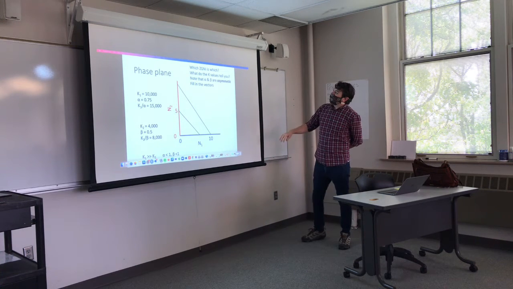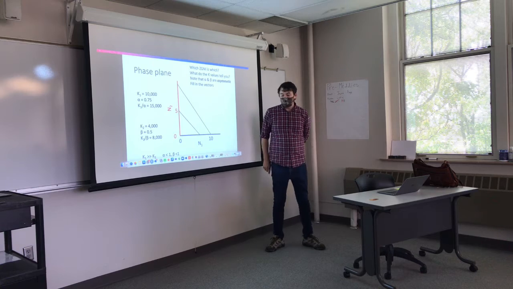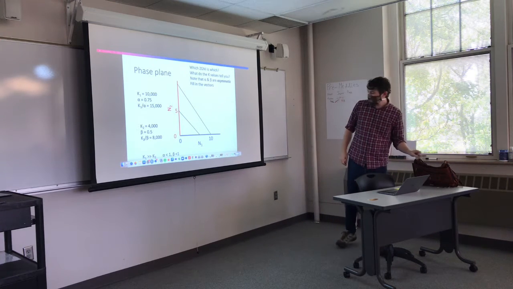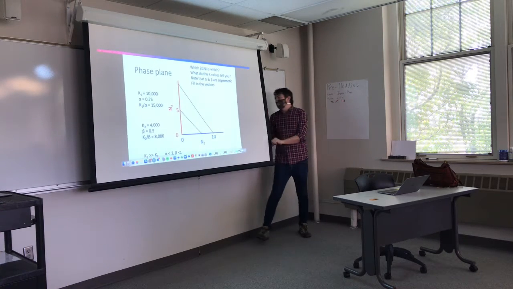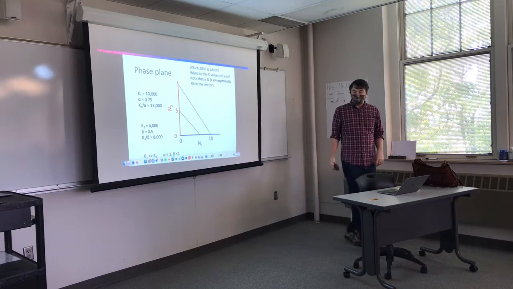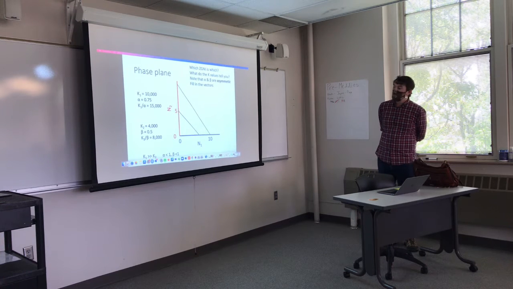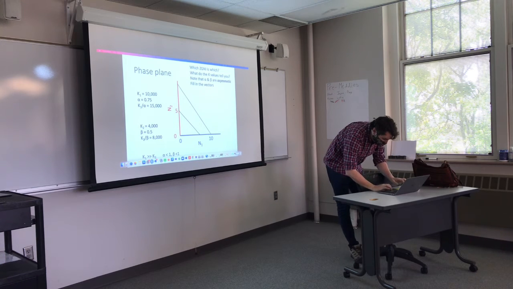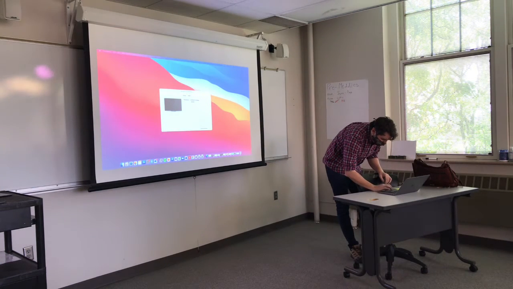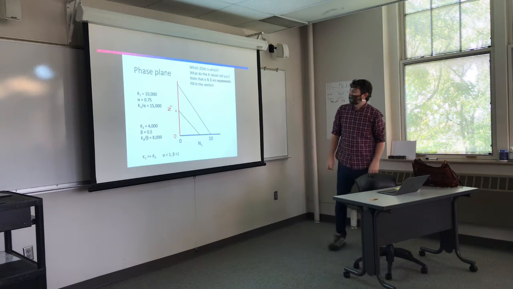Which zero net growth isocline here is which? Can you tell which one belongs to which species? Nope, that should be a 4. Sorry. Where's my mouse? Playing with the numbers there. Now, can you tell which one belongs to which?